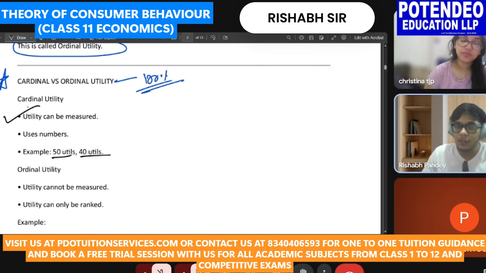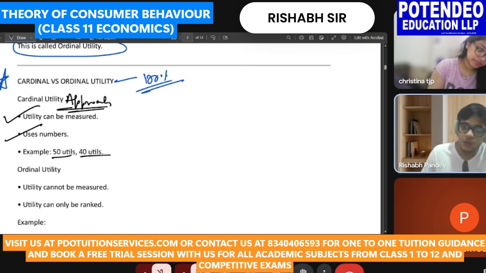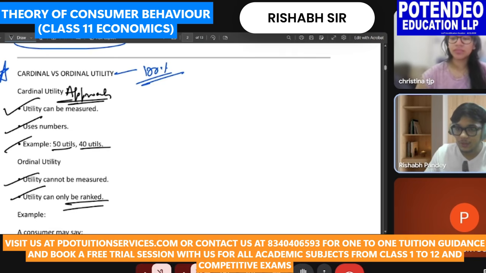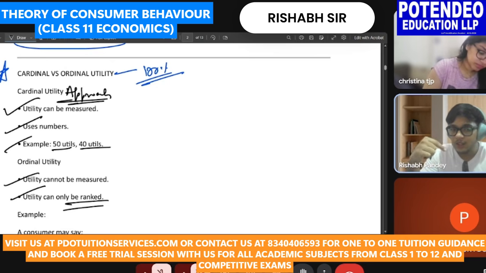This cardinal utility approach, you can write like this also. This approach uses numbers. How so? 50 utils, 40 utils, the numbers, right? Now, what about the other hand? What about the different table? The different table is ordinal utility. This cannot be measured. It can only be ranked. A very important line, the difference line. One uses numbers, the other can only be ranked. It can't use numbers.